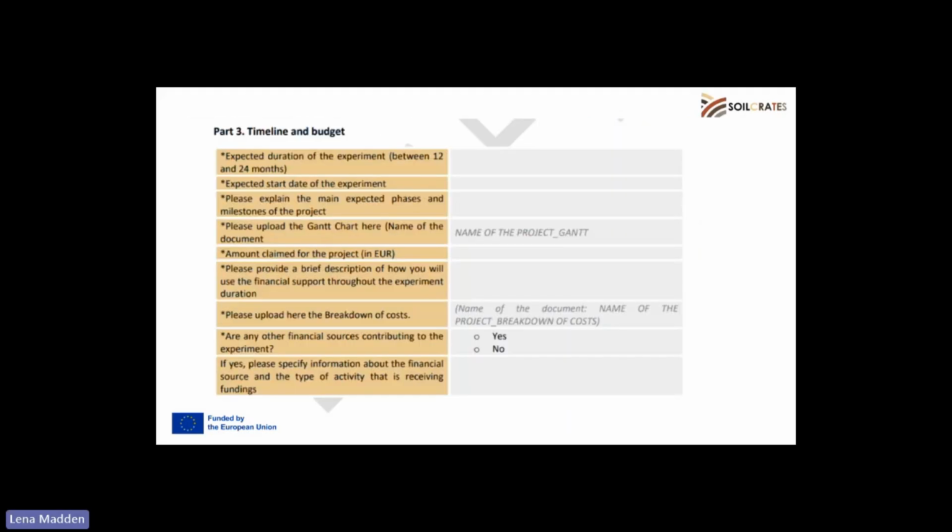Now, timeline and budget. Again, as Shane said, the expected is 12 months, but we will ask you to look at 24, because while it's not an eligibility criterion, if there are 2 similar projects, one is 12 months and the other 24, the 24 is going to be accepted.